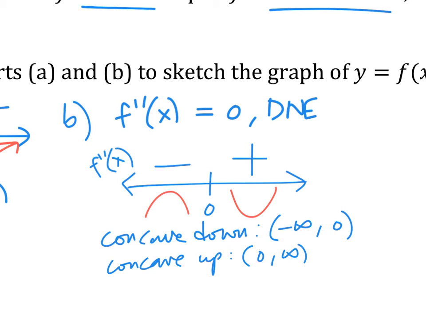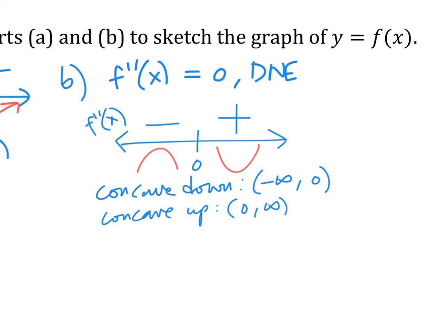The sign change on the second derivative. They will always ask you to justify. How did you know that this is an inflection point? It is because the sign changed on the second derivative. The inflection point is x equals 0 because the second derivative changed signs. It changed from negative to positive at 0.